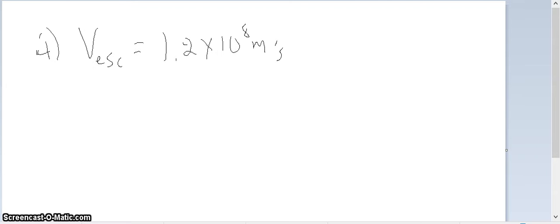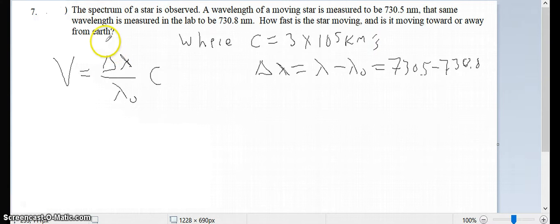All right, let's move on to the next problem. All right, here's number 7. This is using the Doppler shift. It says the spectrum of a star is observed, and a wavelength of the moving star is measured to be 730.5 nanometers. The same wavelength is measured in the lab. So the lambda naught is 730.8 nanometers. How fast is the star moving, and is it moving towards or away from us?